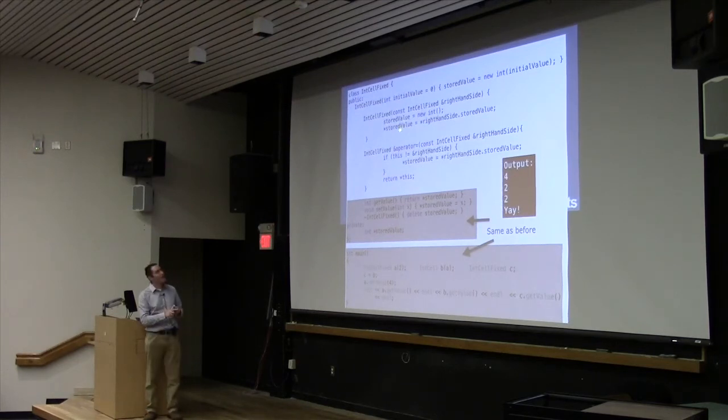So if we had somehow in here said right-hand side dot stored value equals 3, it would have complained and it wouldn't have let us compile it. So it's really a check for the programmer. In fact, you have to use const for the copy constructor and the operator. That's because of the way they're designed, they force you to do that.